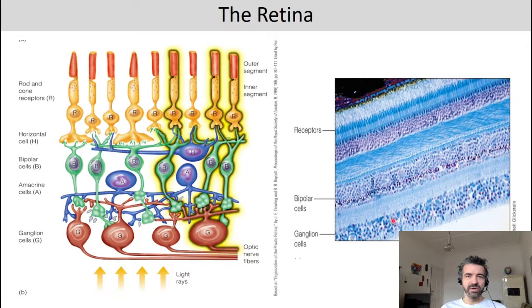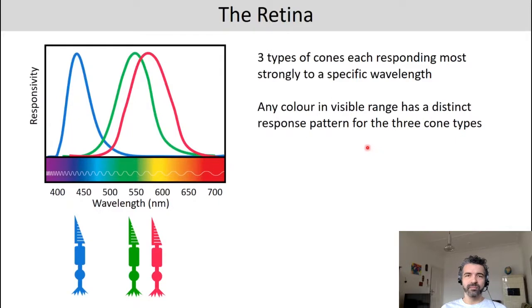Here you can see a microscopic photo showing the same thing in a less schematic version. So the light is coming from this side and the receptors are here. There are three types of cones that each respond most strongly to a very specific wavelength. So there's this cone type that responds most strongly to this wavelength, and these cones correspond to these wavelengths and are most activated by light in that frequency spectrum.